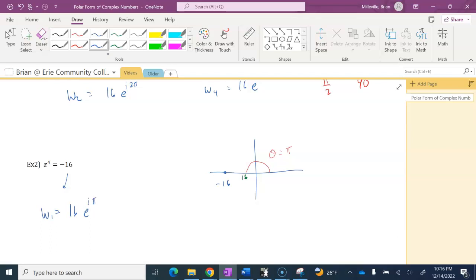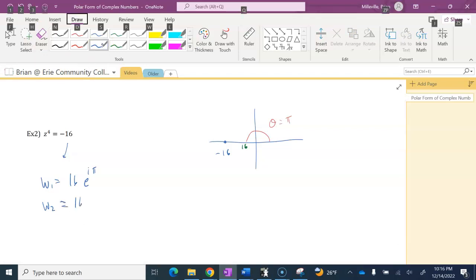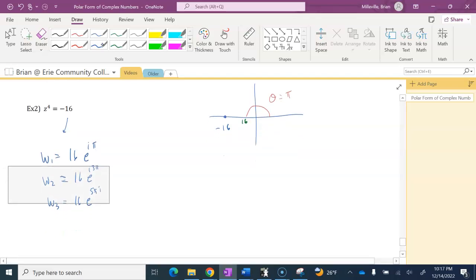And we've seen in our previous work that we can express a complex number in rectangular coordinates in only one way, but in polar coordinates we can do that in an infinite number of ways using coterminal angles. So the next one we're going to write down would be 16, and then a coterminal angle would be 3 pi, so e to the i times 3 pi. The next one, another coterminal angle, would be 16 times e to the i times 5 pi.